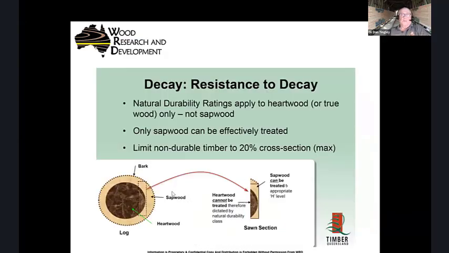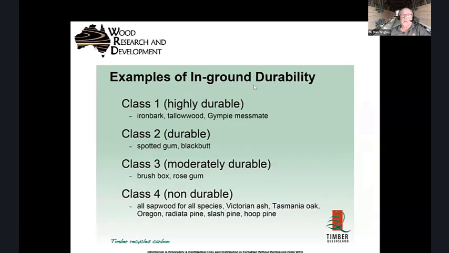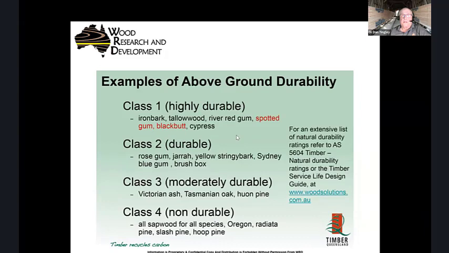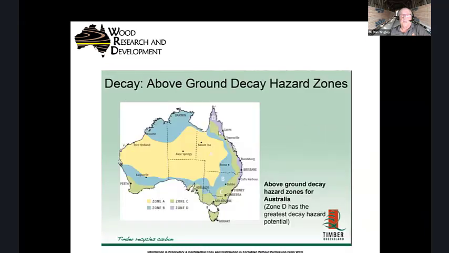A lot of our timbers in Australia have natural resistance to decay. They're naturally durable. What isn't normally durable is the sapwood. The heartwood is naturally durable. And we have examples of in-ground durability, as you can see here. And then we have above ground durability. So our different species have different durability ratings. So it's important for engineers to look at the durability when they're designing their timbers. This is the decay hazard zone here.